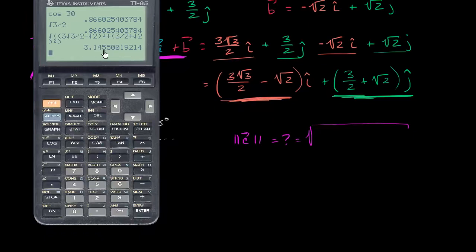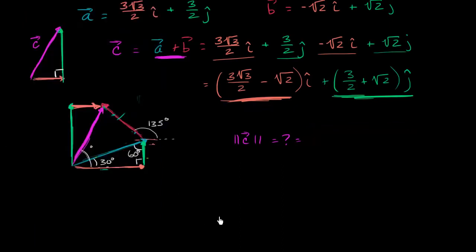But this is 3.145. I'll just write this approximately 3.146. So this is approximately 3.146, the magnitude here. And that makes sense. If we saw vector A right over here had a magnitude of 3, and as we can see, this one looks a little bit longer than that, even when we look at it visually. So that actually is consistent with what we see here.